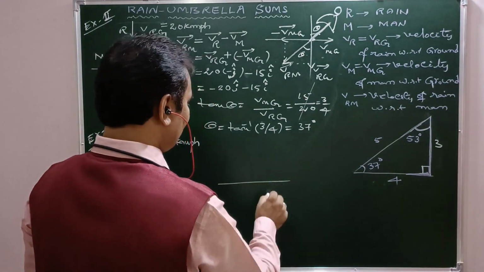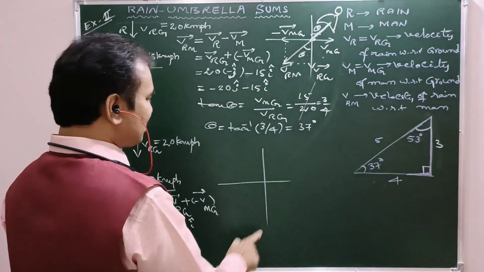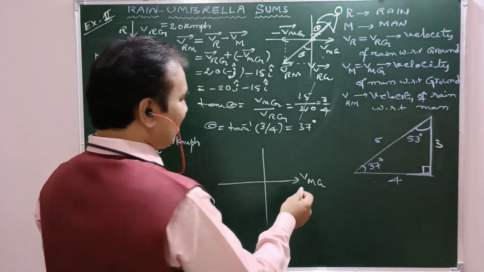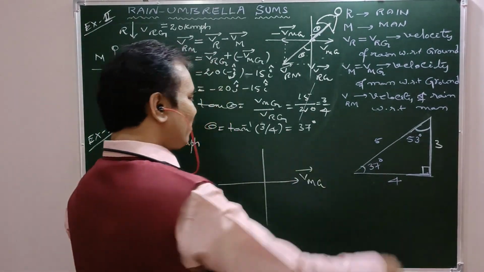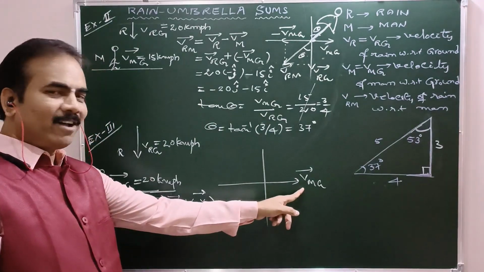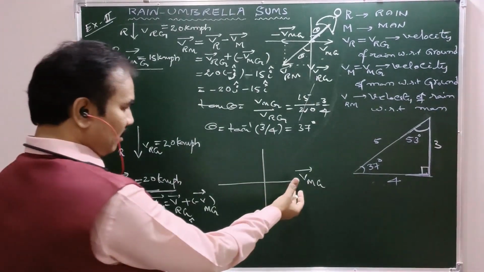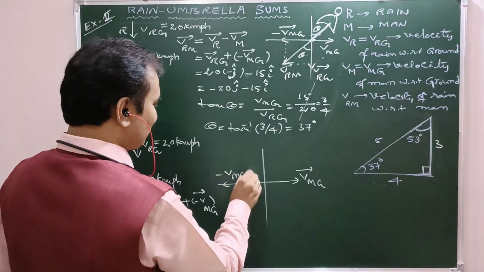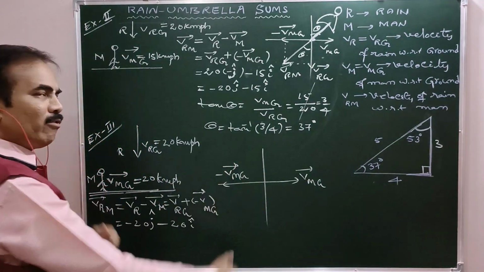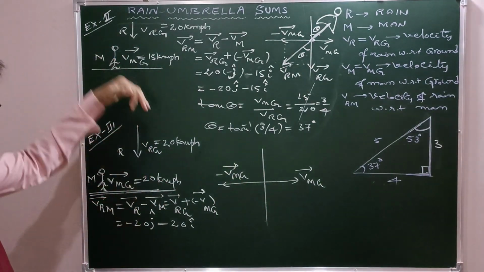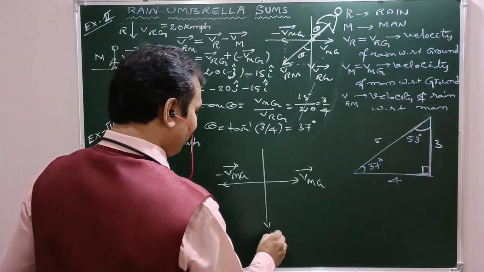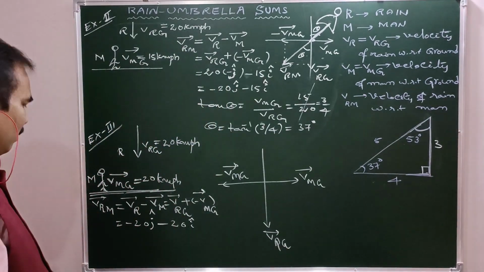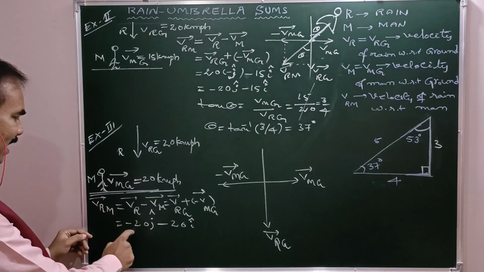See here. Right, this is the velocity of man with respect to ground, in fact along positive x. Now, simply make it reverse, VMG, to have minus VMG. On making reversal here, we have minus VMG bar, right, along negative x-axis. Now see, VRG is vertically downwards. Okay, right? Now VRM lying in the third quadrant.